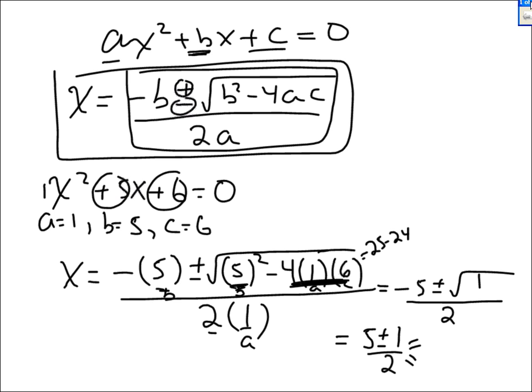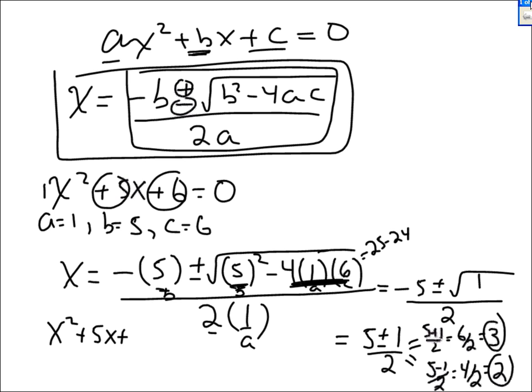So we get two answers. 5 plus 1 over 2, which is 6 over 2, which is 3, or 5 minus 1 over 2, which of course is 4 over 2, which is 2. Those are the two answers, 3 and 2. x squared plus 5x plus 6. Okay, now that doesn't seem like it's working, and the reason it's not working was it was negative 5. Sorry, it was negative 5.